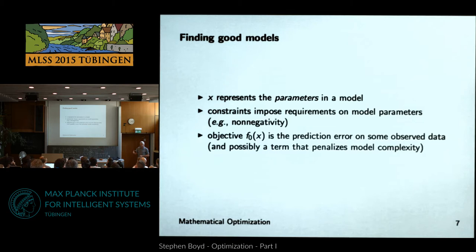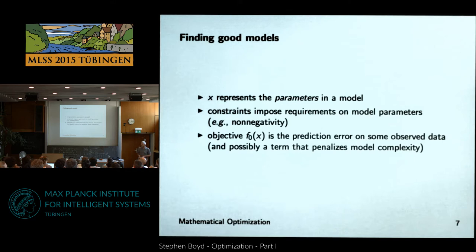And the constraints would impose requirements on model parameters. For example, part of x might represent a covariance, and you'd say, well, the covariance has to be non-negative, of course, right? So that would be one. Or it might represent sources in something, and the sources have to be non-negative. They cannot be negative, right?